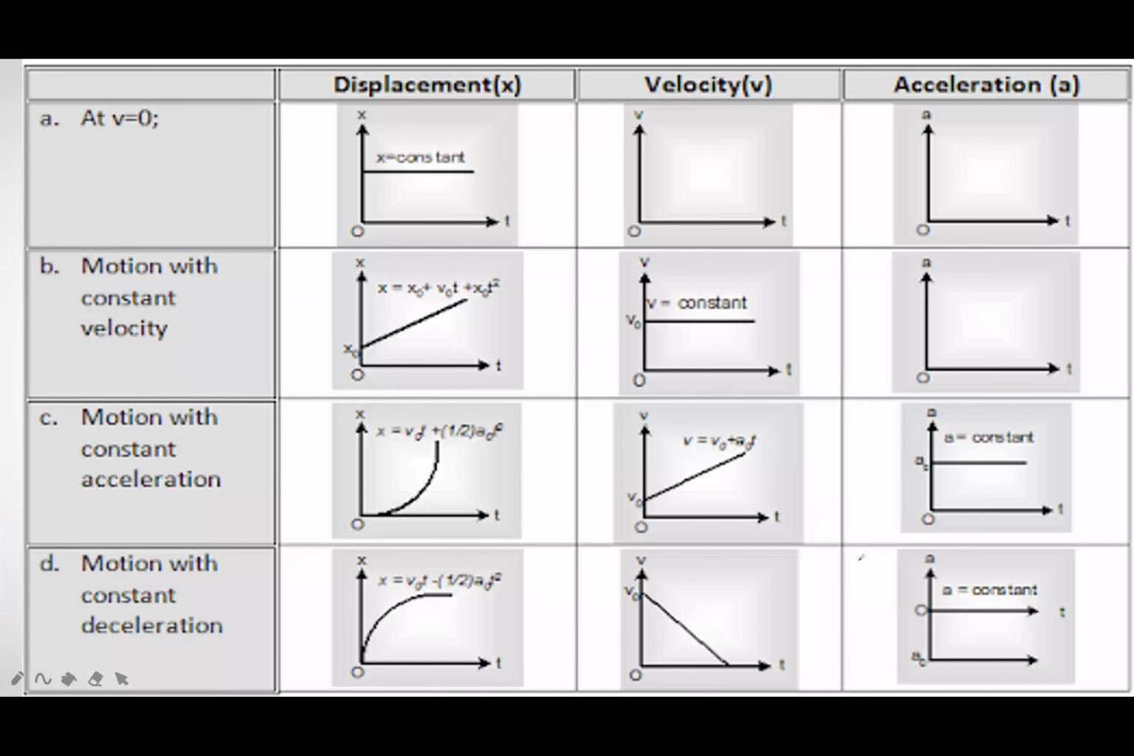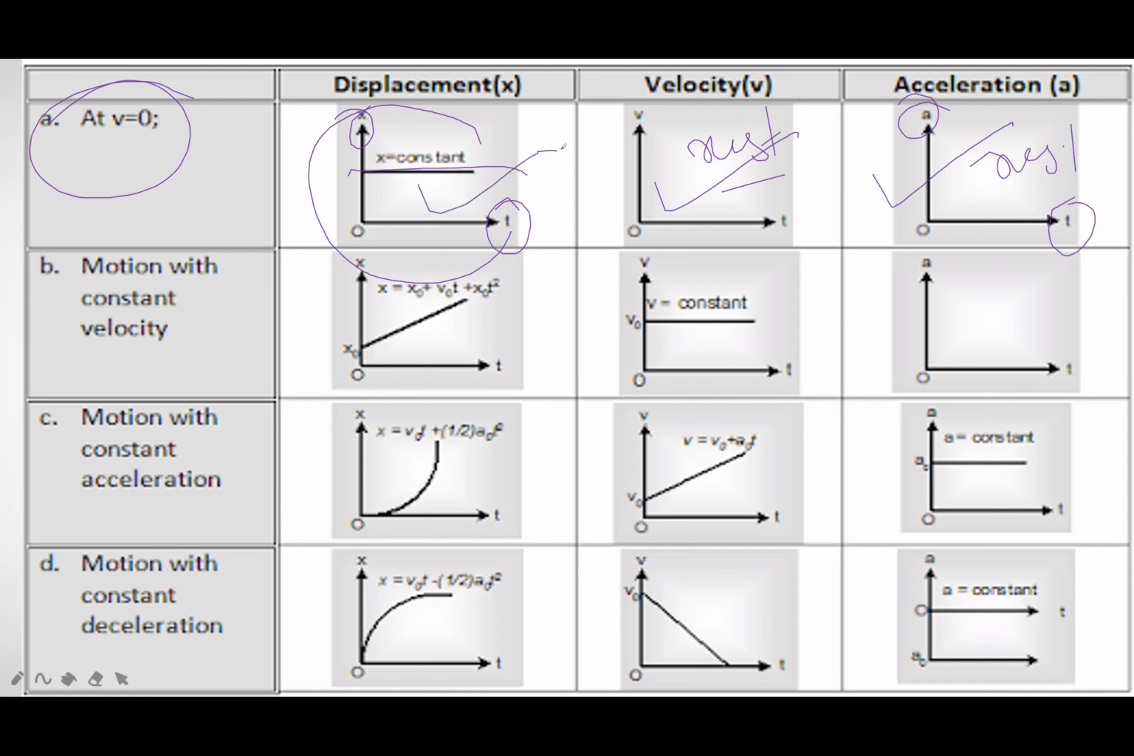At v equal to 0, this graph is between time and displacement, so velocity is 0. This is for a body which is in a state of rest. Velocity is 0. This is the graph between acceleration and time, but the body is at rest. So zero velocity. Motion with constant velocity: displacement and time, constant velocity; velocity and time, acceleration and time. This is a mistake; this is zero velocity, rest.